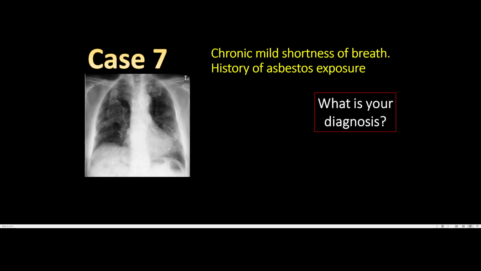Let's look at case number 7. So in case number 7, here we have a case of a chronic mild shortness of breath, and again, this person was exposed to asbestos. So you're thinking worst case scenario. And immediately when I look at the chest X-ray, I see the presence of what appears to be pleural plaques. There are multiple large pleural plaques.